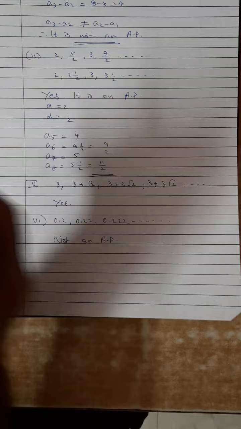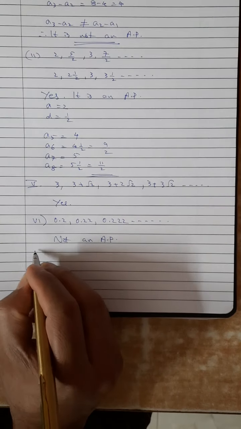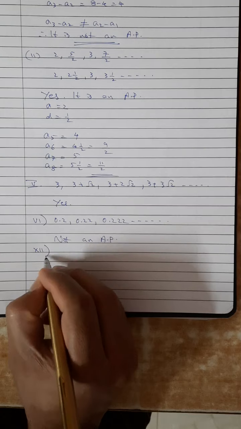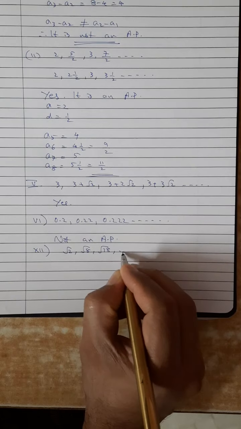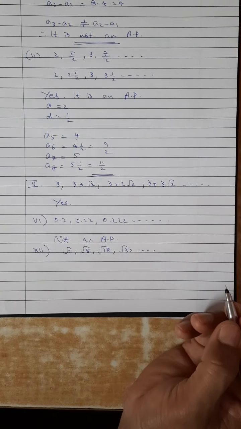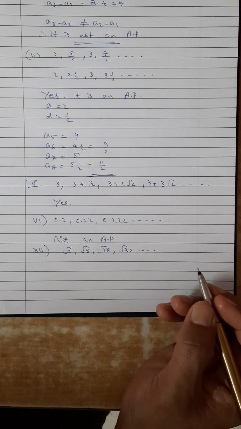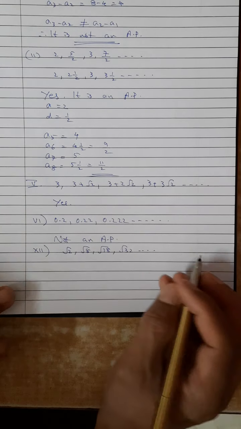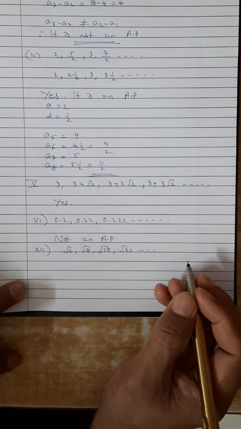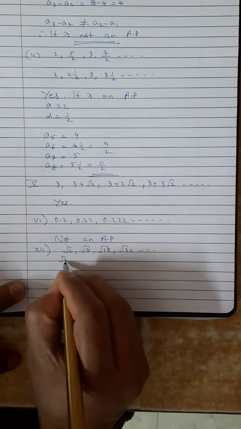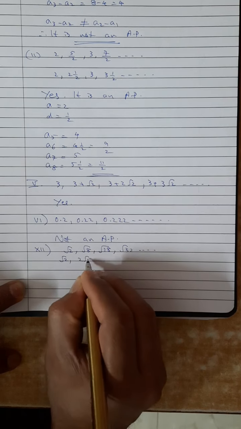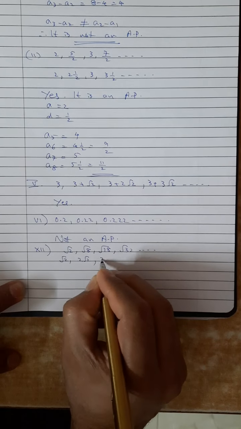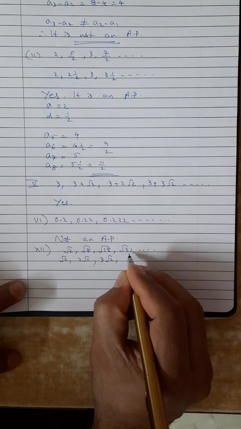Next one, we will see the 12th part: root 2, root 8, root 18, root 32, etc. What to do? We can simplify this before taking a conclusion, before doing subtraction. This is root 2. Root 8 means 4 into 2, that means 2 root 2. Root 18 is 9 into 2, that is 3 root 2. Root 32 is 16 into 2, that is 4 root 2, etc.